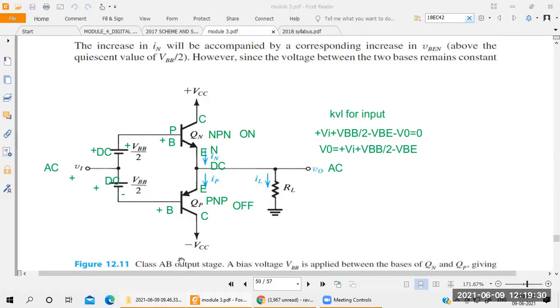Understood? Next, this is the circuit diagram here. Here we apply AC voltage and DC voltage also, because we are applying both AC and DC for the input of the NPN and PNP. The main thing is the DC supply terminals: positive of the DC for the NPN base, negative of the DC for the PNP.